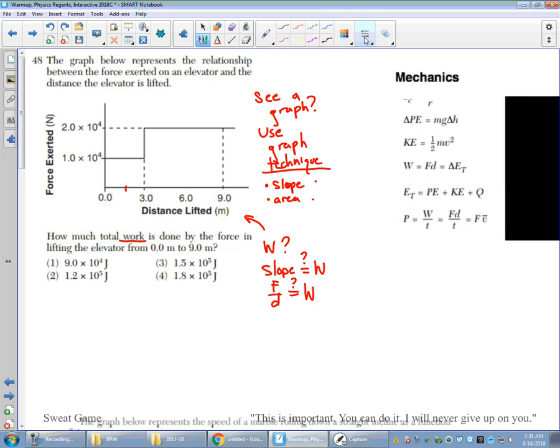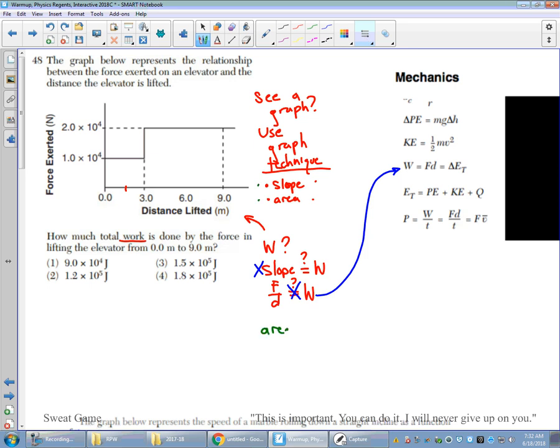This is where you have to be sharp. Does F over D equal W? F times D equals W. So no, slope is not the method to determine this problem. So let's try a different method. We tried slope, let's try area.